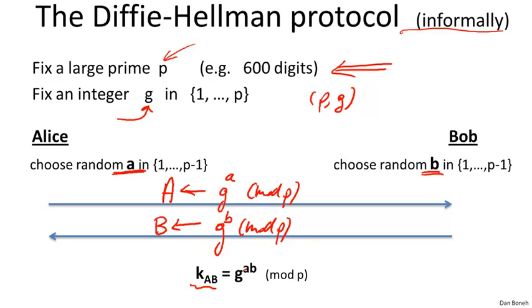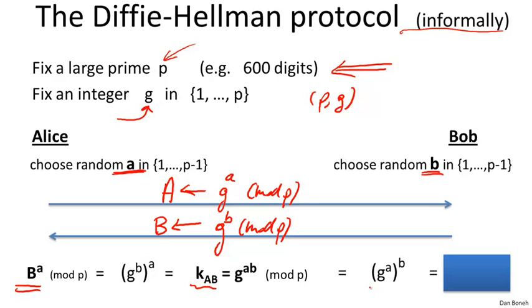Now, the amazing observation that Diffie and Hellman had back in 1976 is that, in fact, both parties can compute this value g^ab. Alice can compute this value because she can take the value B that she received from Bob and raise it to the power of a. What she gets is (g^b)^a, and by the rules of exponentiation, (g^b)^a is equal to g^ab. Bob can do something similar: his goal is to compute (g^a)^b, which again is g^ab, so both Alice and Bob will have computed K_AB.